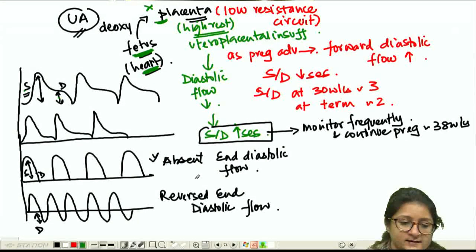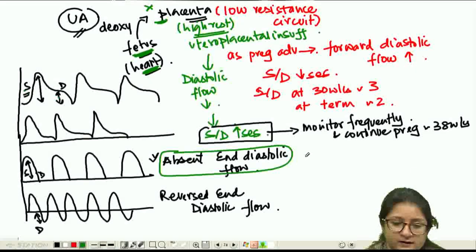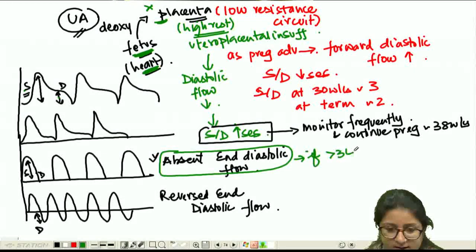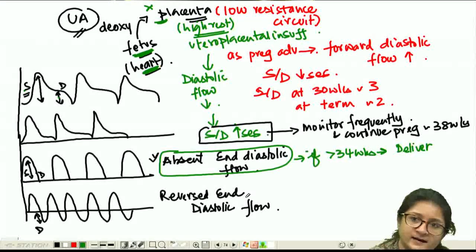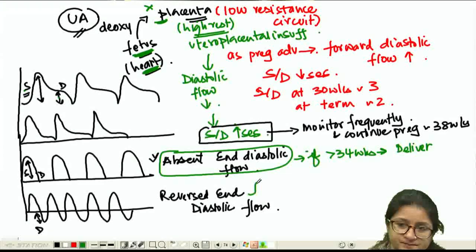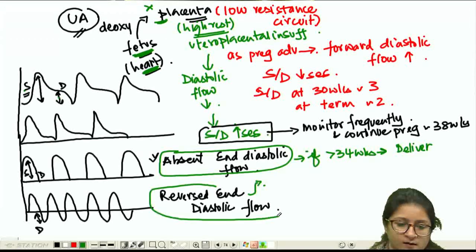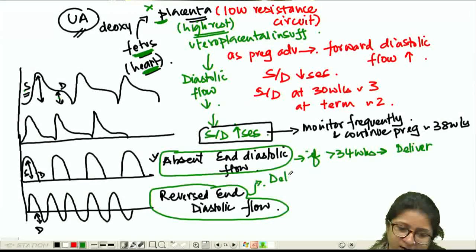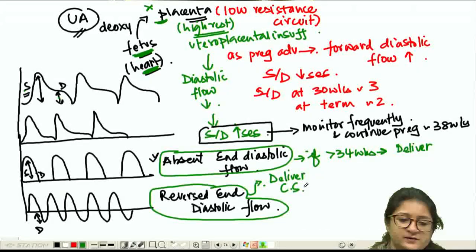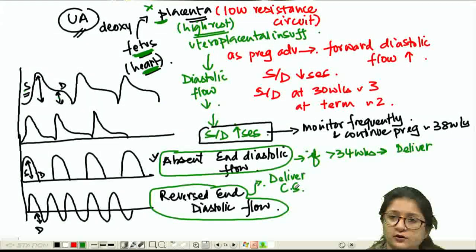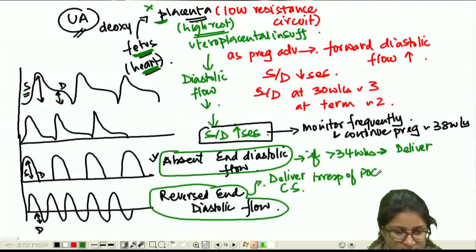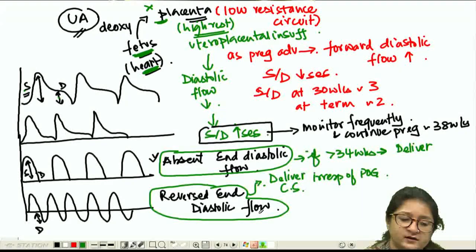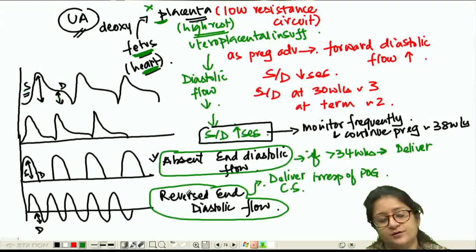Whenever there is absent end diastolic flow, if the pregnancy is more than 34 weeks, we should deliver. If it is reverse end diastolic flow, then deliver, and usually cesarean section is preferred because such a baby will not tolerate the stress of labor. Deliver irrespective of period of gestation with reverse end diastolic flow. So these are the important things for you to remember.